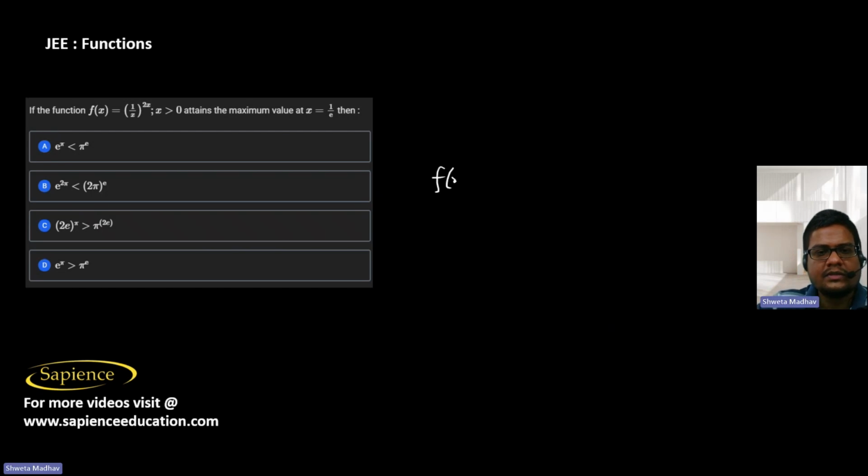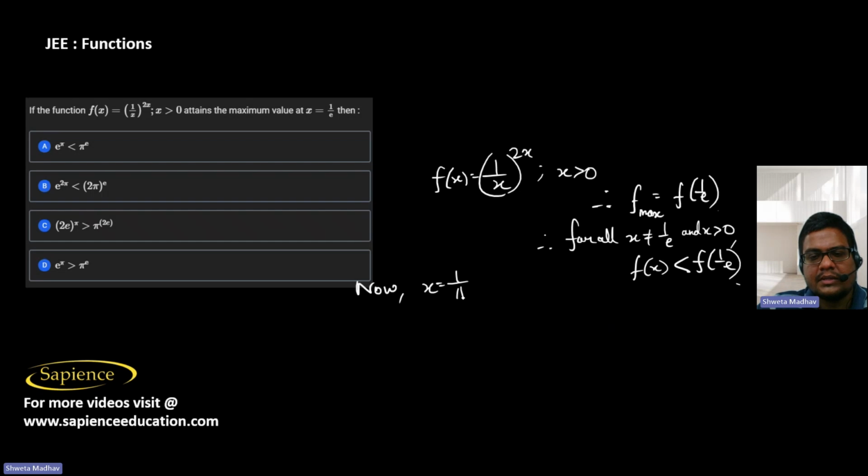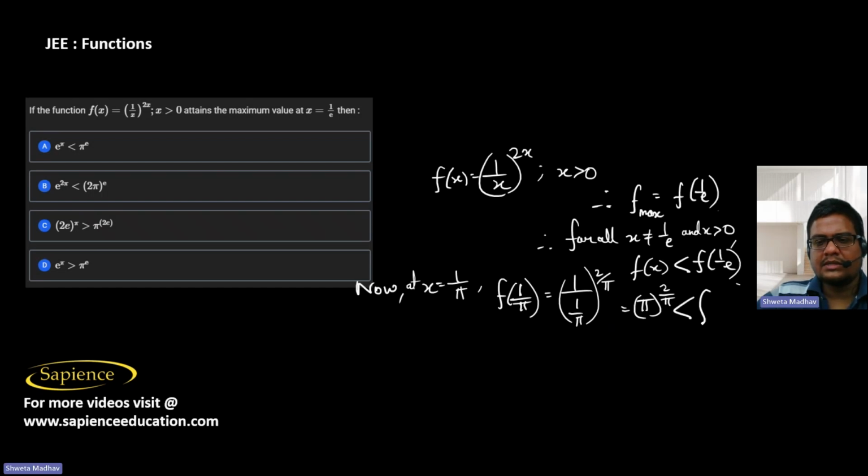Then here it is told, if the function f of x equals 1 by x power 2x, where x greater than 0, attains the maximum value at x equal to 1 by e. So therefore the maximum value of f of x is equal to f of 1 by e. So for all x not equal to 1 by e and x greater than 0, the value of the function f of x will be less than f of 1 by e. Now if we take x equal to 1 by pi, the value of f of 1 by pi will be 1 by 1 by pi power 2 by pi. So this will be pi power 2 by pi, which is obviously less than f of 1 by e.